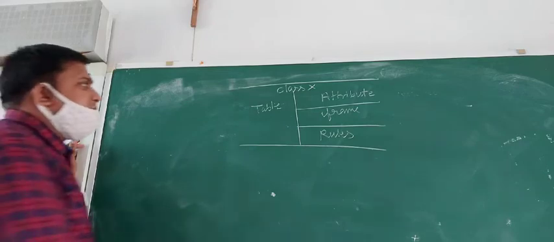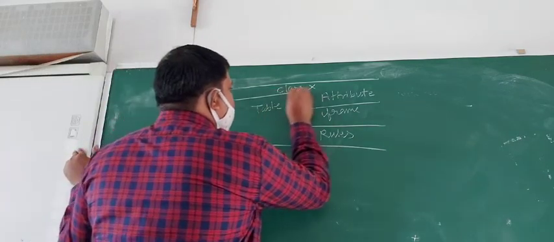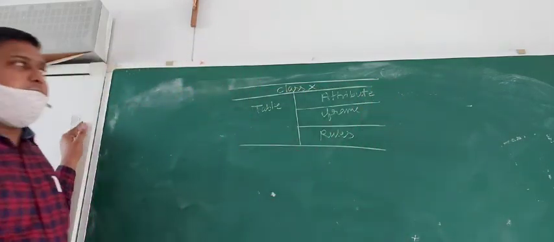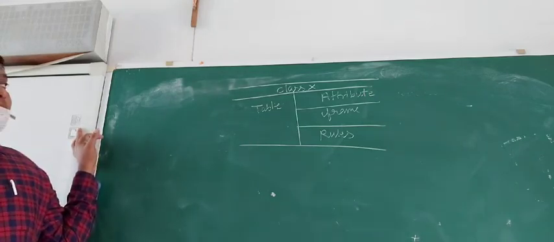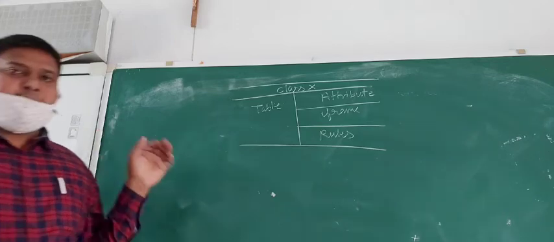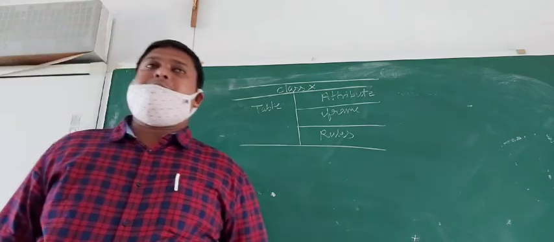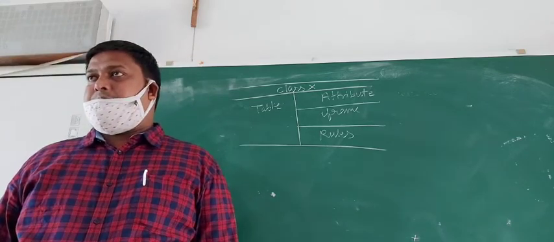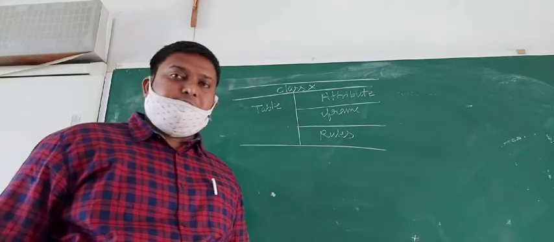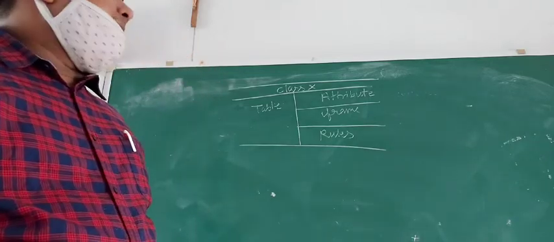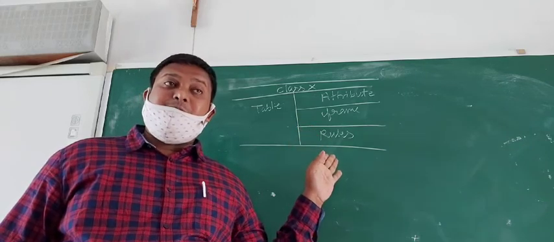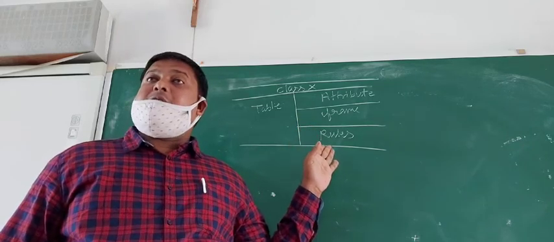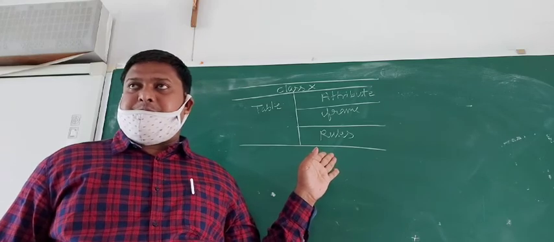Write the HTML code to display the following tables. In this, what we have to use? We have to use the concept of merging also. Clear? And the concept of border also. Clear?